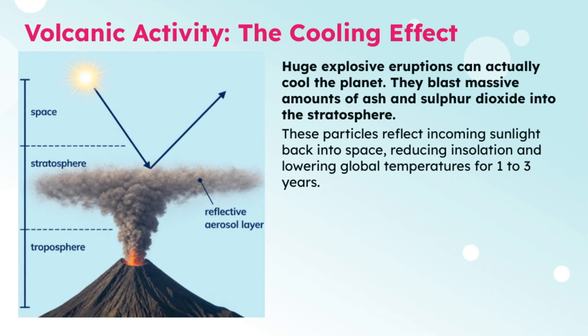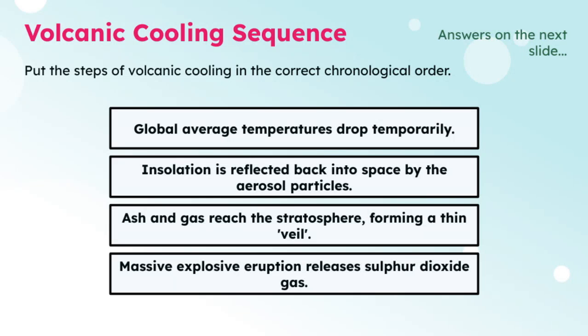So volcanic eruptions can cause short-term global cooling. However, this is different from modern climate change. Volcanic cooling is temporary, while current global warming is long-term and linked to increasing greenhouse gas concentrations. Now let's sequence the process of volcanic cooling. The stages are: global average temperatures drop temporarily. Insolation is reflected back into space by the aerosol particles. Ash and gas reach the stratosphere, forming a thin veil. A massive explosive eruption releases sulfur dioxide gas.